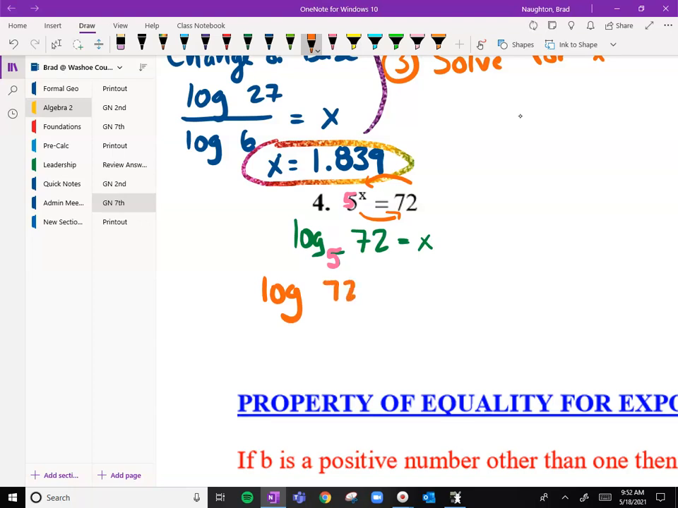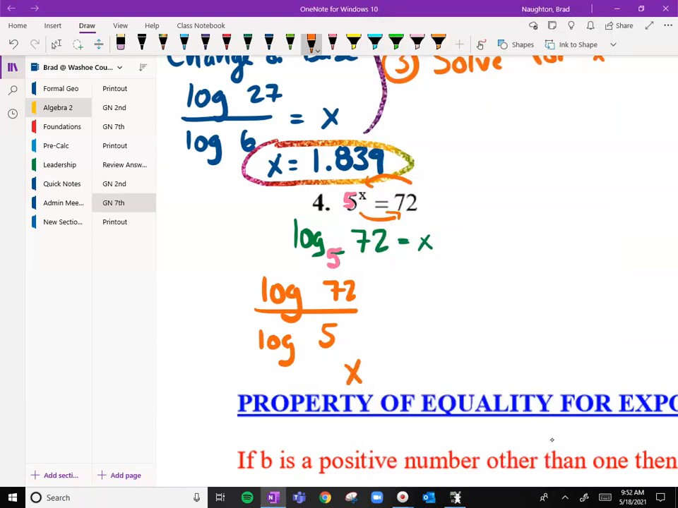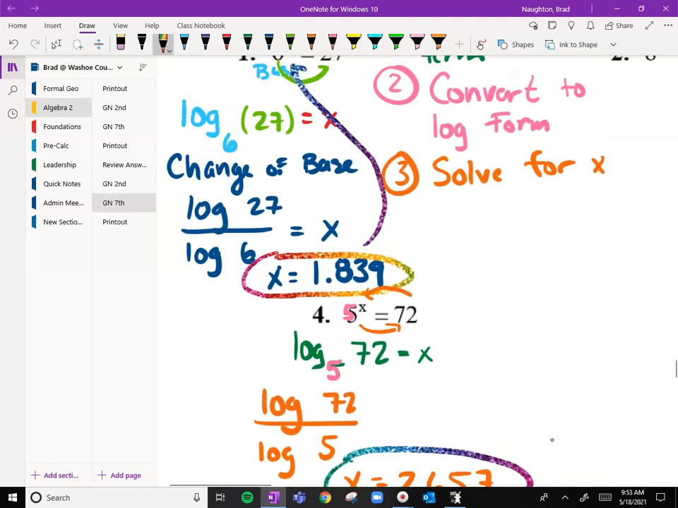So log 72 divided by log 5, and we put that in the calculator. Log 72 divided by log 5, and we get our answer. So x is going to be 2.657. So that's what we're going to do when we have, my friends, just 5 to a power, or in the previous one, 6 to a power equals a number.